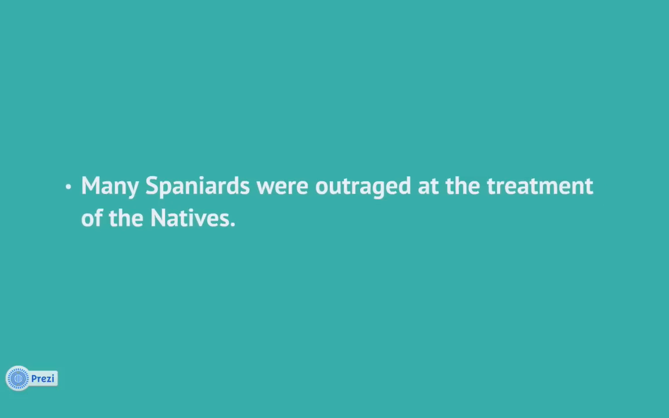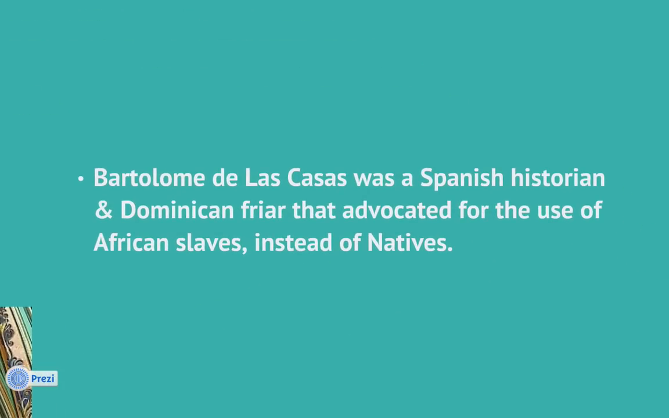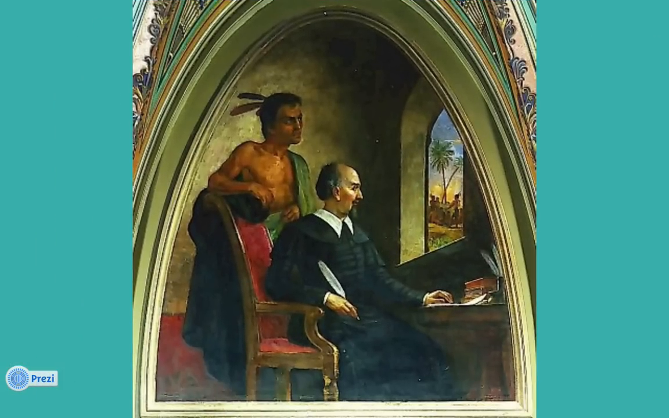But Spaniards are going to be outraged by the treatment of the natives. You have Bartolomé de las Casas, which was a Spanish historian. He's also a Dominican friar. And he's going to advocate for the use of Africans instead of natives. All right, so I know you're like, why is he? That's just as bad. But de las Casas had an idea.